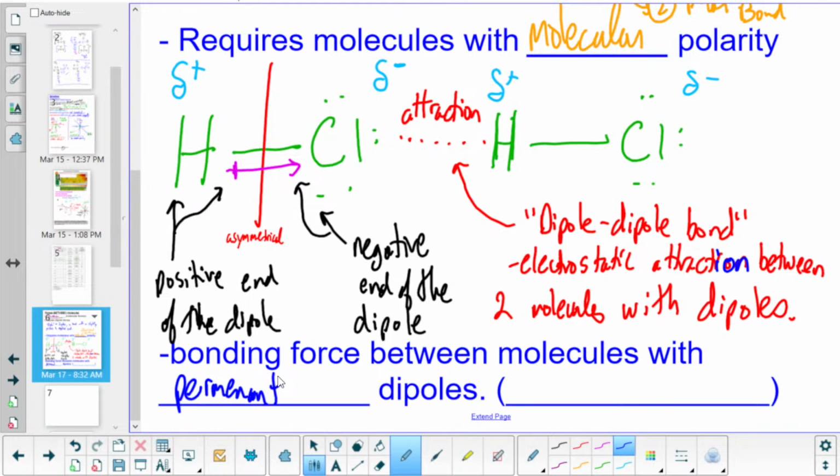A lot of your hair, once it's dry, is held together in a particular shape by dipole-dipole bonding. So if you wet your hair and then let it dry, it'll keep that shape because it will form new dipole-dipole bonds in that shape.